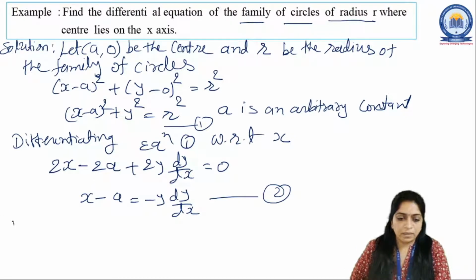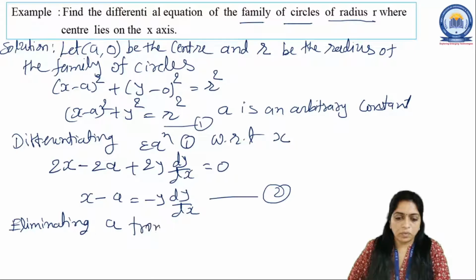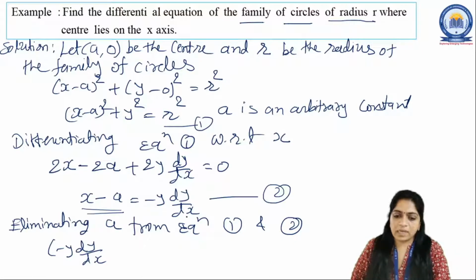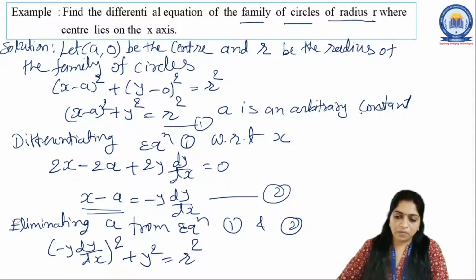So eliminating a from equation 1 and 2. The value of x minus a is what? Minus y dy by dx. So if I substitute this value in equation 1, then I have (minus y dy by dx) whole square plus y square is equal to r square.